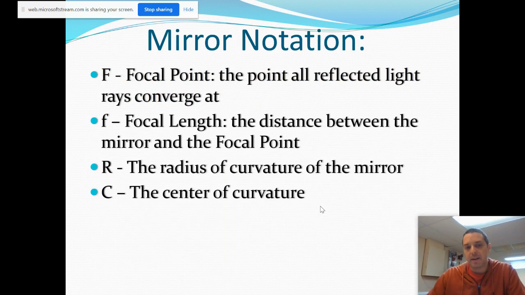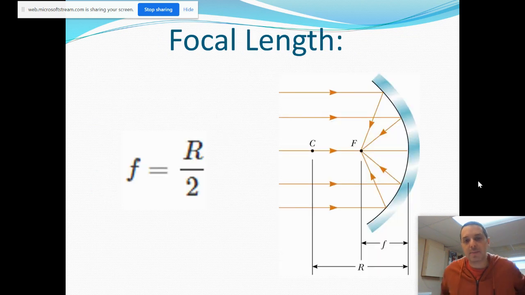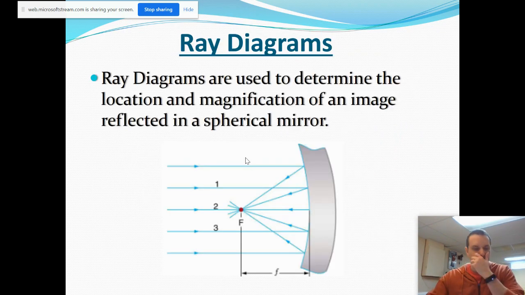If we want to compare the radius of curvature and the focal length, we can look at this mathematically, because the focal length will always be half of the radius of curvature. So if you're looking at the diagrams, you'll always see that the focal point F is going to split the distance between the center of curvature and the surface of the mirror. The center of curvature is not always identified on the mirror. However, a focal point always is.